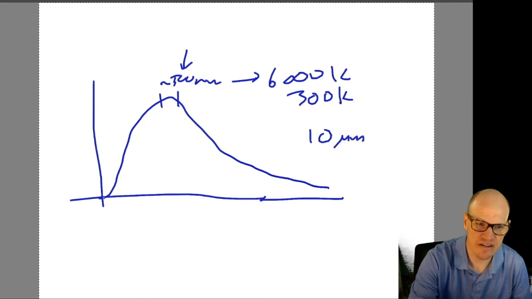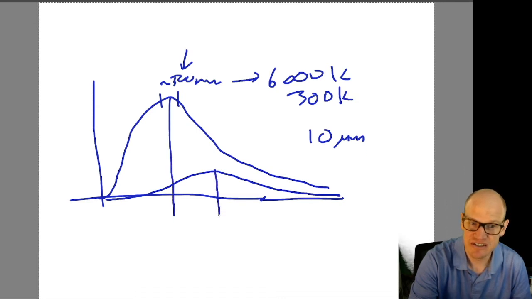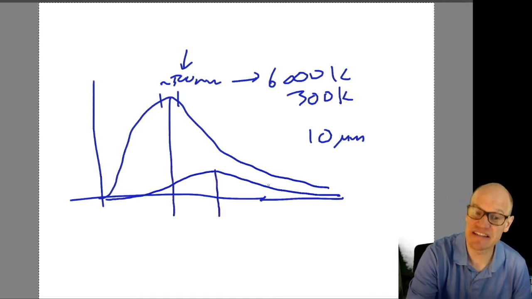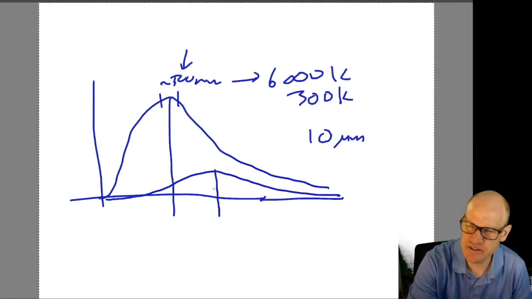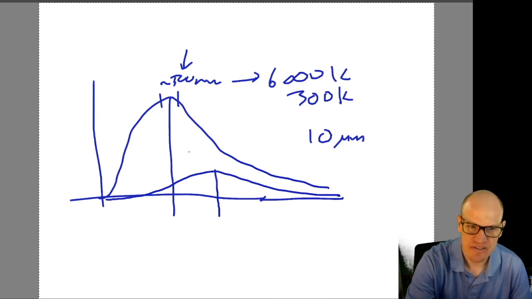Okay. A black body spectrum from something at 300 Kelvin is going to look like this. And instead of peaking at 500 nanometers, it peaks at 10,000 nanometers, or 10 microns. So when you have an infrared camera, the visible part of the spectrum is here. Humans don't glow. We are brighter in the infrared than we are in the visible part of the spectrum.